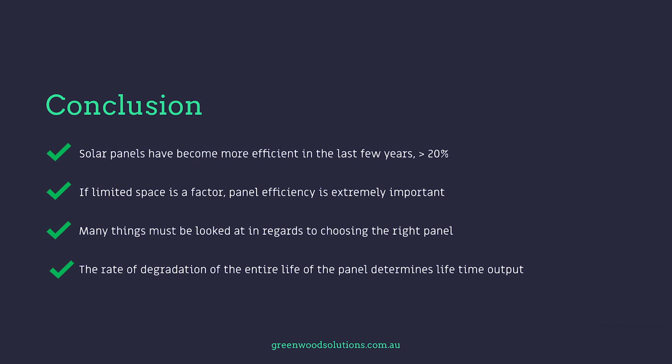Conclusion, solar panels have become more efficient in the last few years, in some cases greater than 20% efficiency. If limited space is a factor, panel efficiency is extremely important. But there are many things that must be looked at in regards to choosing the right panel. The rate of degradation over the entire life of the panel determines lifetime output.